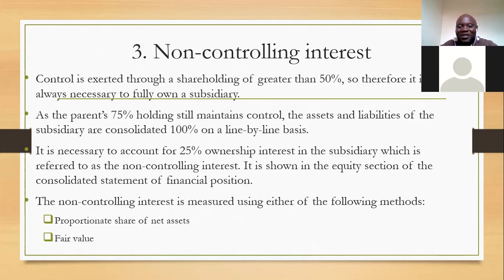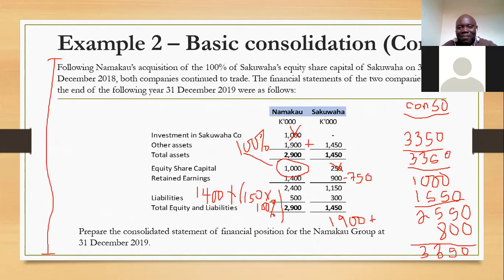So the non-controlling interest is measured using either of the following methods: proportionate share of net assets or fair value. Let me just explain this concept. So the proportionate share of net assets, as we start looking at these things tomorrow nicely, your net assets is this component here. You ignore everything. So this is your net assets.